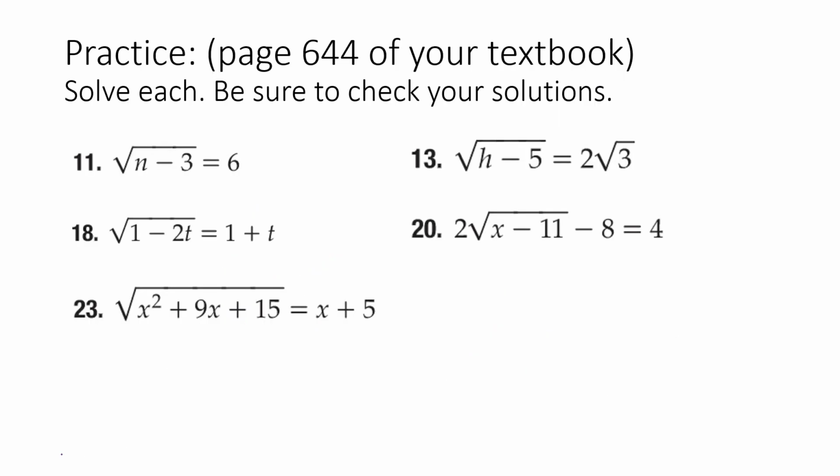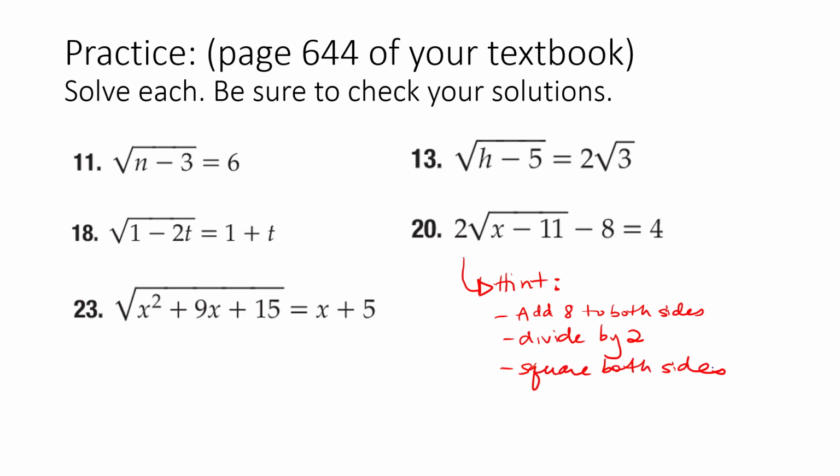Here's your practice, and it is also on page 644 of your textbook. So don't forget with these that you're going to isolate the square roots first, square both sides, and check for extraneous solutions. As a hint, perhaps on number 20, what I might try first is add 8 to both sides, then divide by 2, and then square both sides. Complete these problems, check your solutions. They'll be posted, and then you've got a couple of questions on Schoology.